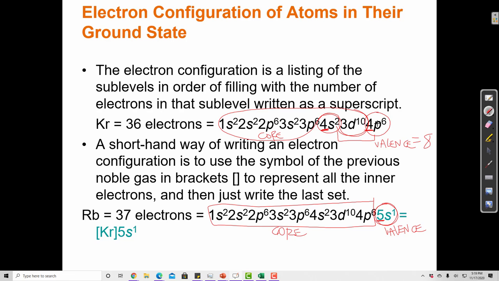So when you read an electron configuration, make sure you find all of the orbitals that have that outer number. 4 appears twice in this one. If we were looking at 3, we have 3s, 3p, and 3d. We would have to count all of those if 3 was the highest number. Count all of the electrons in each of those orbitals.